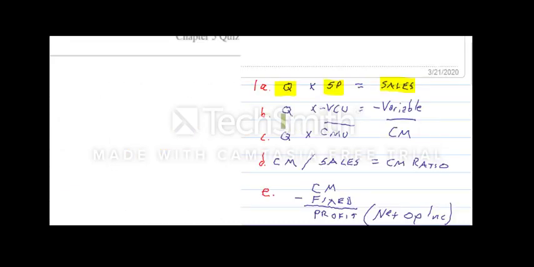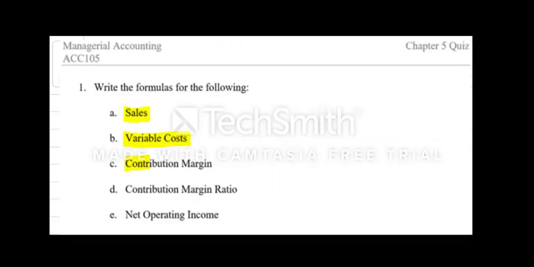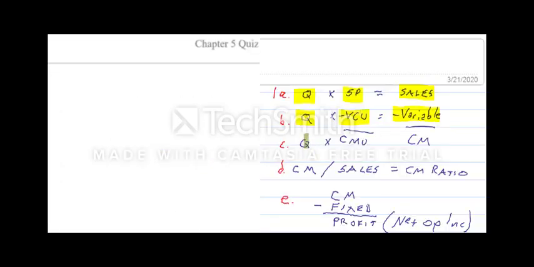In order to calculate your variable costs, you're going to take your quantity sold times your variable cost per unit, and that will give you your variable costs. Next, we'll talk about contribution margin, which can actually be calculated a couple different ways. One way to do it is to take your sales minus your variable costs. That'll give you your contribution margin. Or you can take quantity sold times the contribution margin per unit to get your contribution margin. How do you get the contribution margin per unit? You simply take the selling price minus the variable costs per unit.